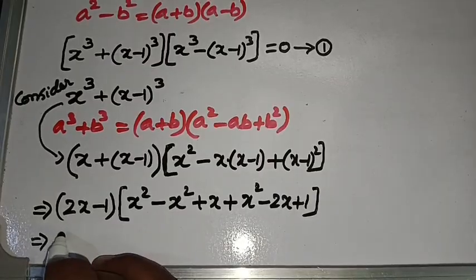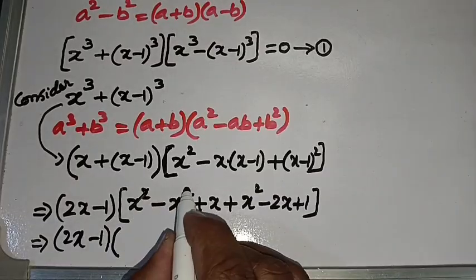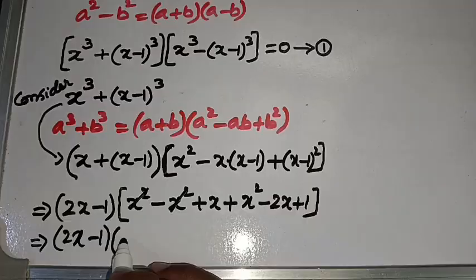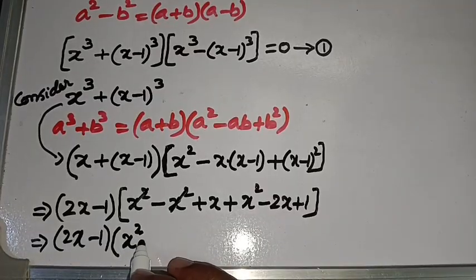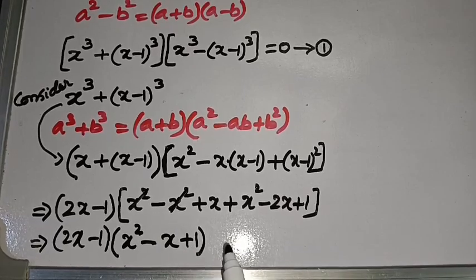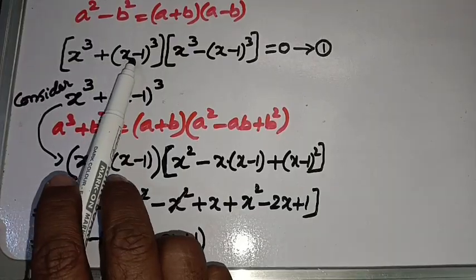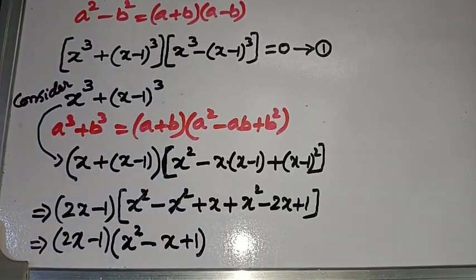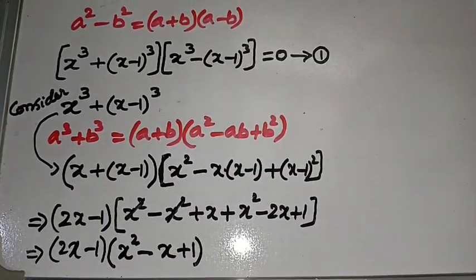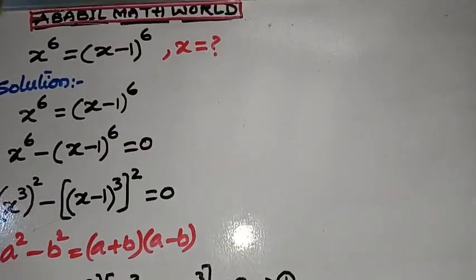So that is (2x minus 1), and x square with positive and negative sign we can cancel. Here we have one more x square minus x plus 1. So this is the simplification of x cubed plus (x minus 1) whole cubed. And in the same way, the other product that is left with us is x cubed minus (x minus 1) whole cube. So that I take and I will try to factorize it in the same way.